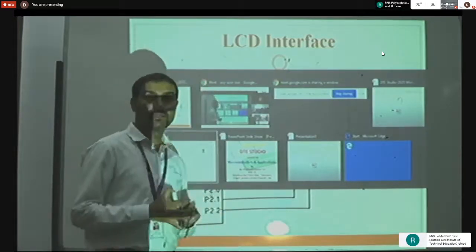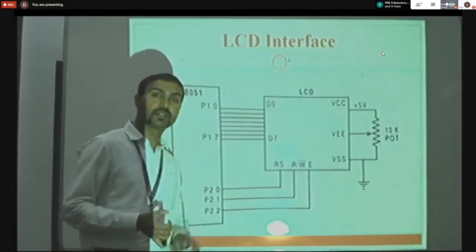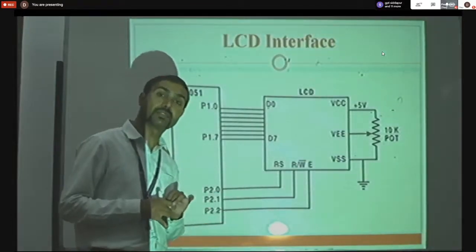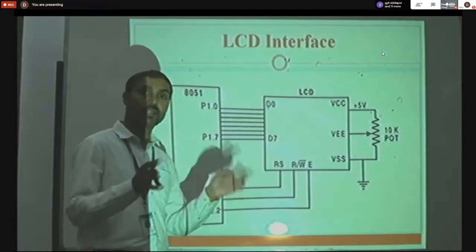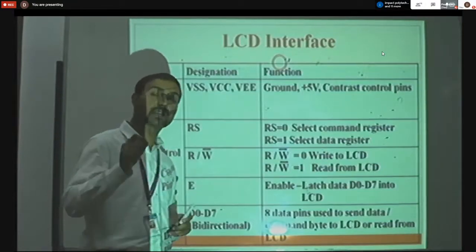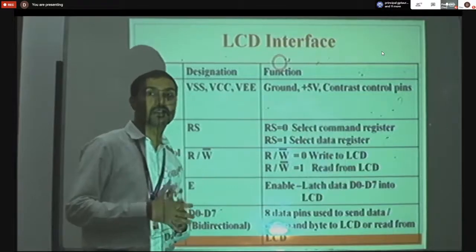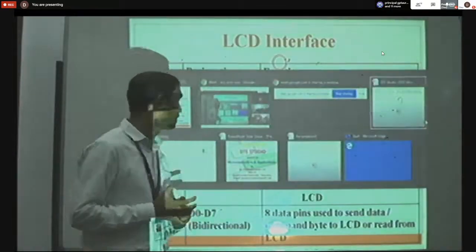So today we discussed 2 interfacings. One is the 7-segment display interfacing with the 8051. Another is the LCD interfacing with the 8051. The main difference is that we can display alphanumeric characters in LCD, but in a 7-segment display alphanumeric characters cannot be displayed, only numerical values.